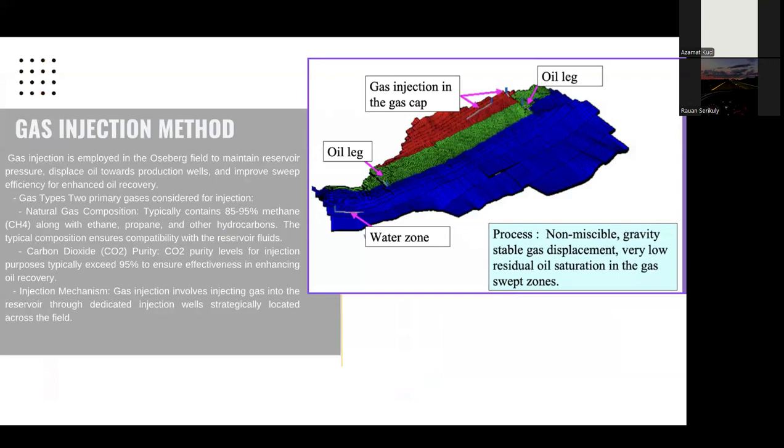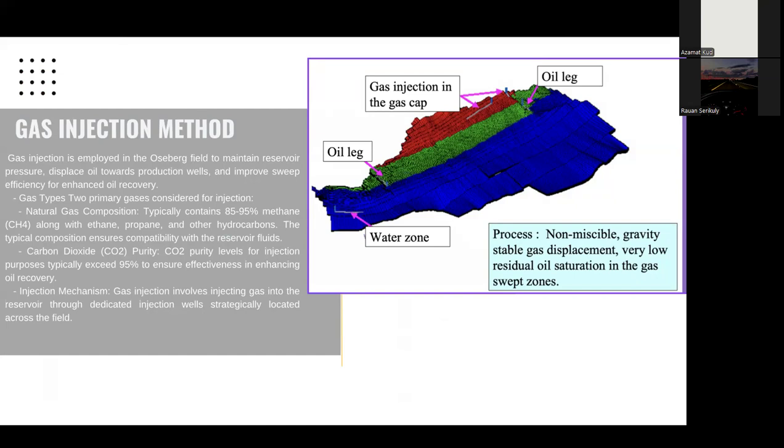And here, given the gas injection method for the Oseberg oil and gas field, it has two primary gases considered for the injection. Natural gas composition is 85 to 95% methane, along with ethane, propane, and other hydrocarbons, and the typical composition ensures compatibility with the reservoir fluids. Carbon dioxide purity levels for injection purposes typically exceed 95% to ensure effectiveness in enhancing oil recovery.